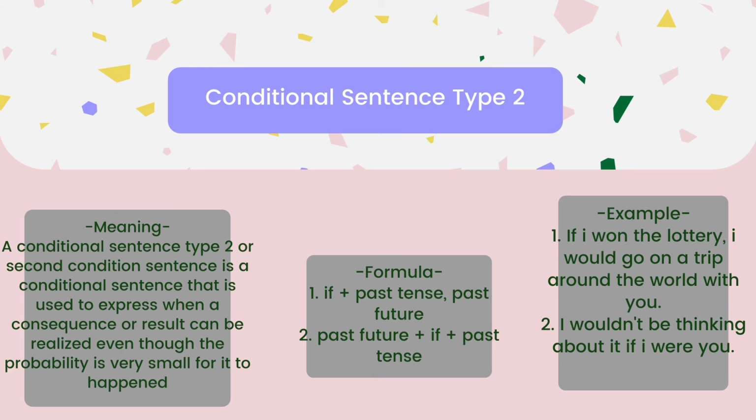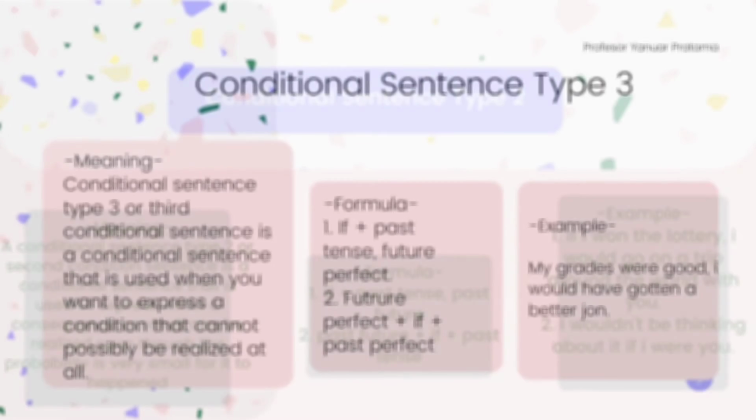When using a second conditional sentence to give advice, usually use the phrase if I were. For example, I wouldn't be thinking about it if I were you.